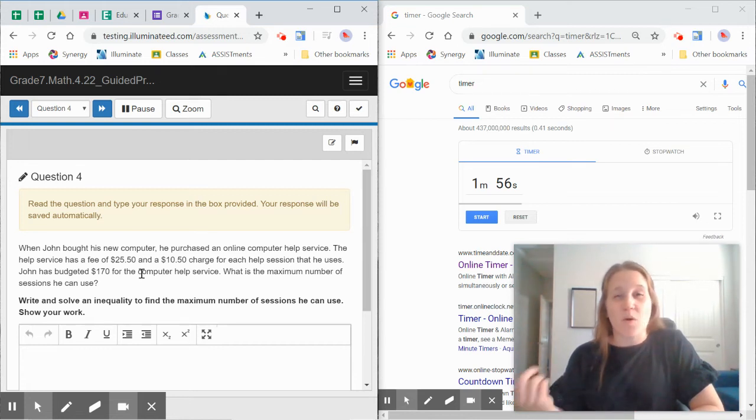Could he spend any more than that? For example, could he spend $200 on the computer help service?